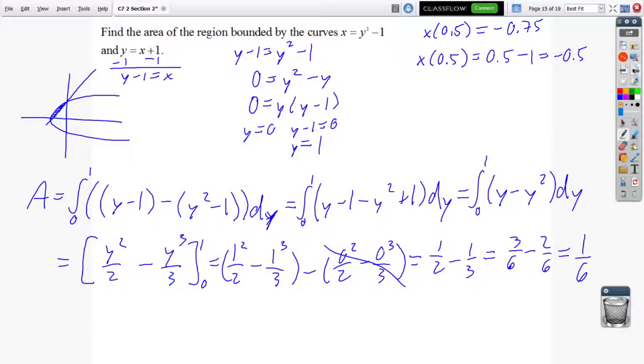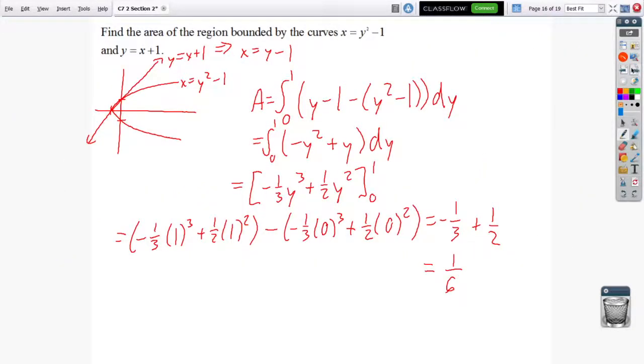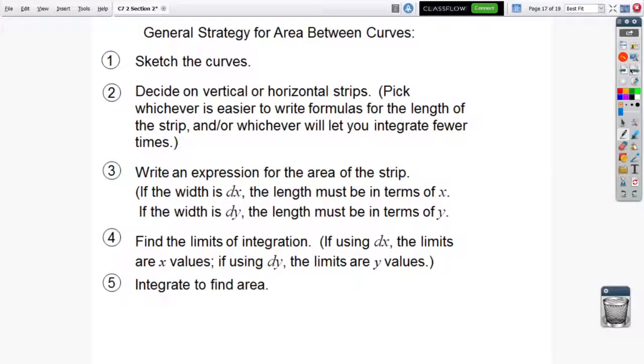I think that was the last problem that we wanted to do. General strategy: sketch the curves, decide on vertical or horizontal strips, picking whichever one's easier to write the formulas for, or whichever one lets you integrate fewer times, looking at the orientation of the boundaries. Write an expression for the area of the strip. If the width is dx, the length must be in terms of x. If the width is dy, the length must be in terms of y.